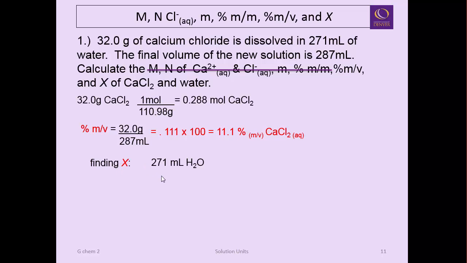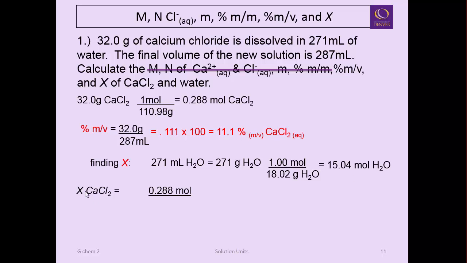So I've got 271 mils of water, but that is not relevant to this. I need to know moles of water. So I have to go to the periodic table: 2 hydrogens, 1 oxygen. That's 18.02 grams of water for every mole. I do that calculation. I actually have 15.04 moles of water. Now I'm ready to find the mole percent of calcium chloride.